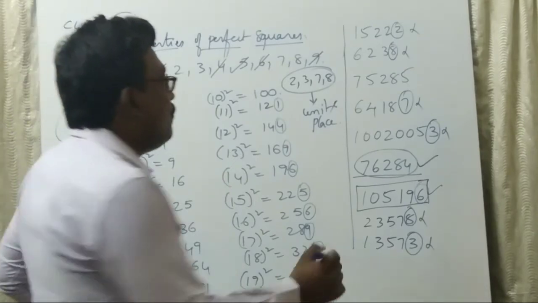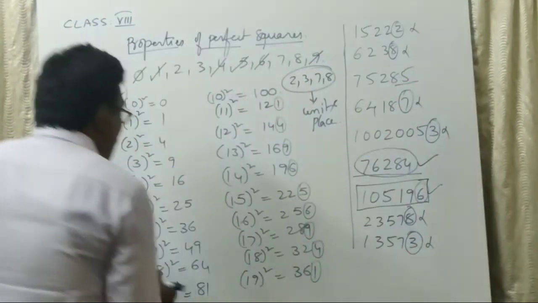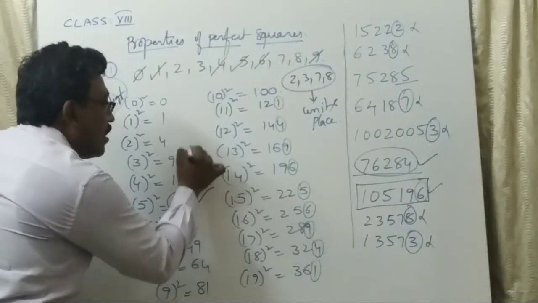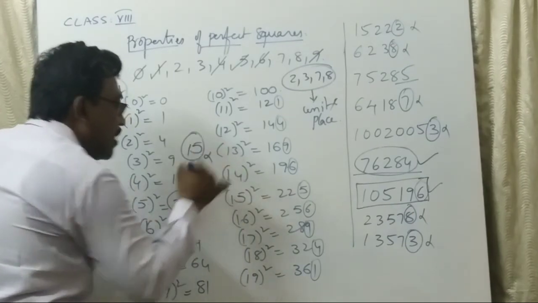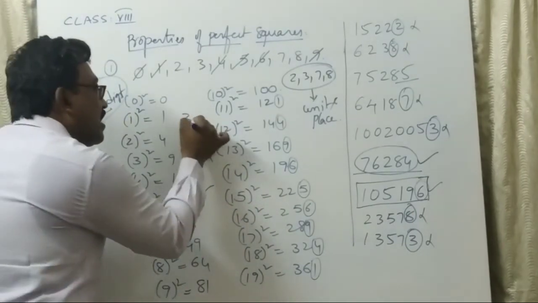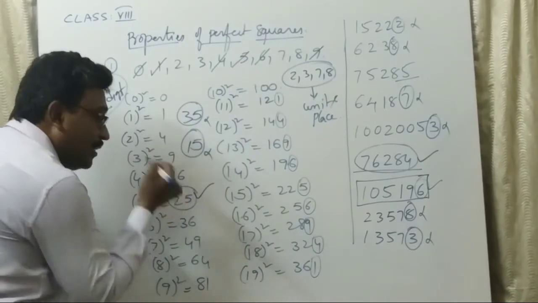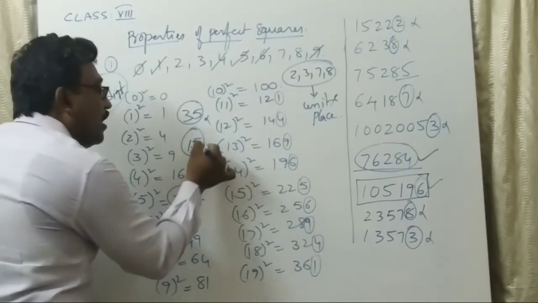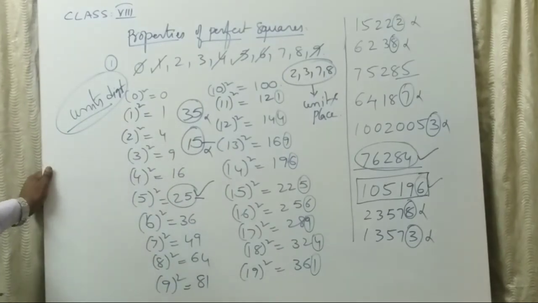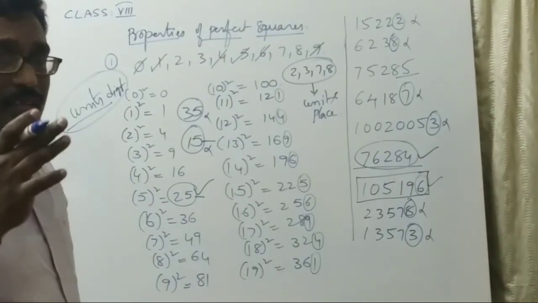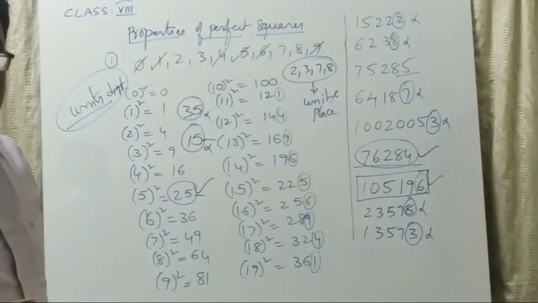Suppose 5 is there: 25 is a perfect square. Is 15 a perfect square? No. Is 35 a perfect square? No. Like that, it may or may not be a perfect square. So we'll discuss this one in the next concept.